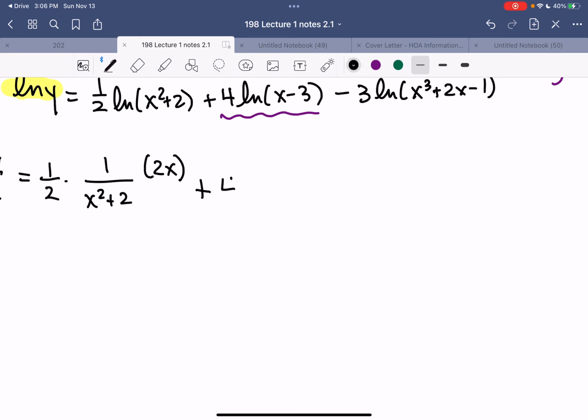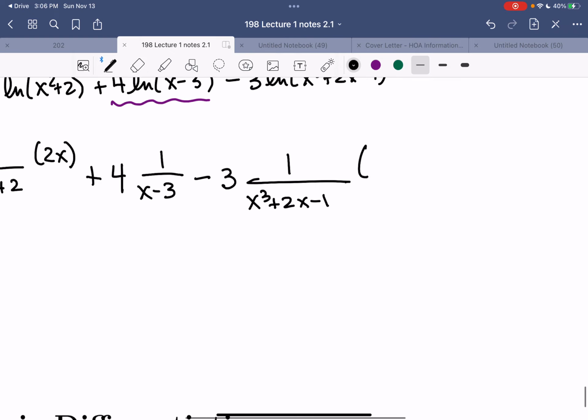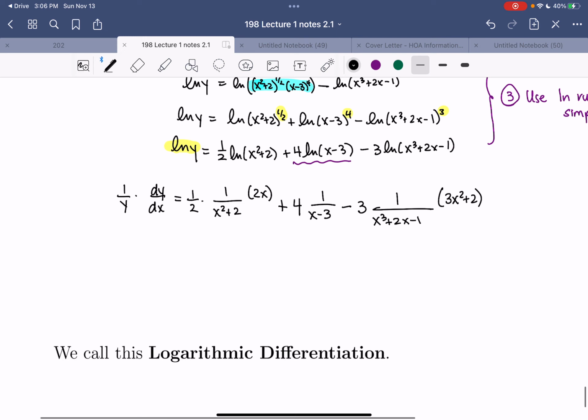And the 4 stays because it's a multiplier. Derivative of natural log is 1 over whatever's there. And then I multiply by the derivative of what's inside. In this case, just 1. Minus 3 for our last term, 1 over, for the derivative of the natural log, whatever's in my parentheses, and then multiply by its derivative, so 3x squared plus 2. And that was a whole lot less complicated.